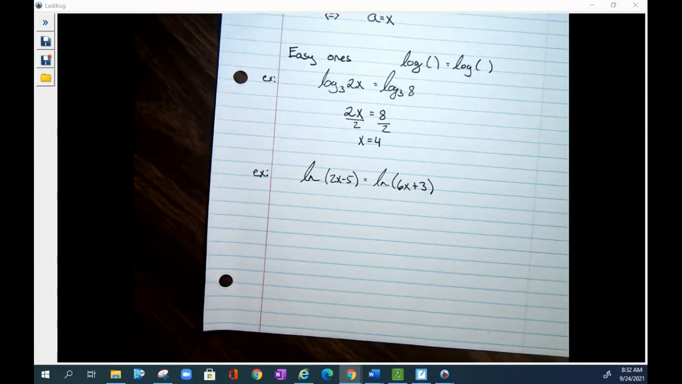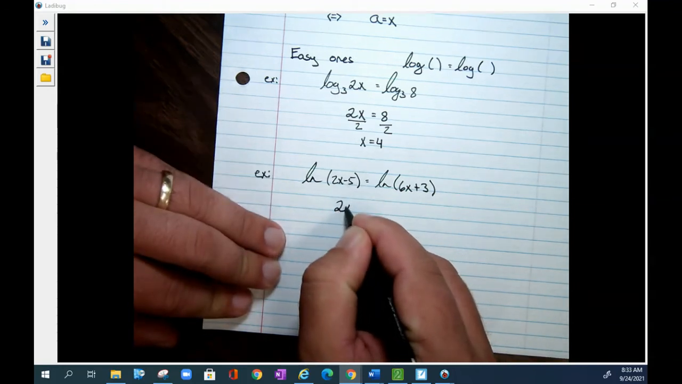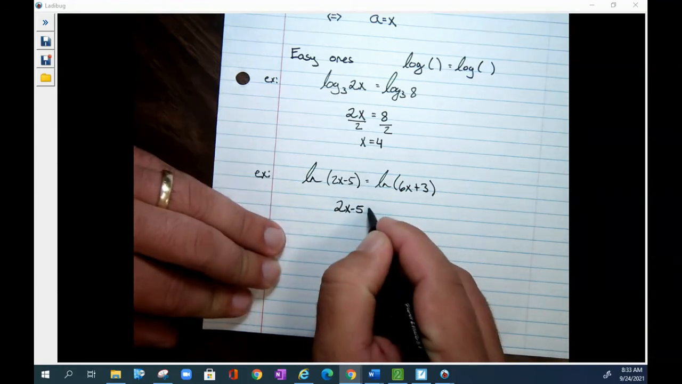But again, kind of game it a little bit. You're sitting in math class, and we're learning about logs, so I'm going to be asking you to take care of log stuff. Take a look. I see that I've got natural log on both sides. I don't have anything outside of them that needs to be taken care of, so I've just got this. So what I can do is say, okay, well, I know then that this must be true.